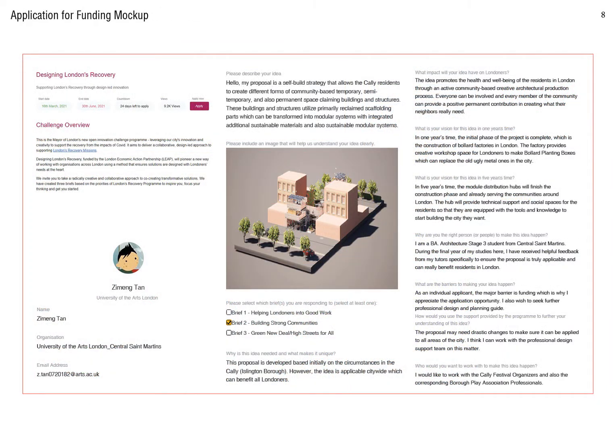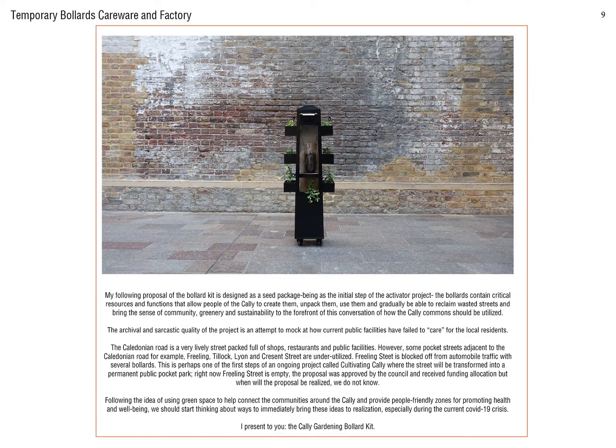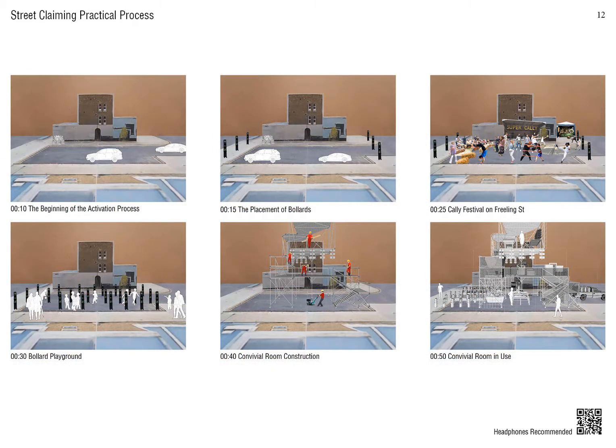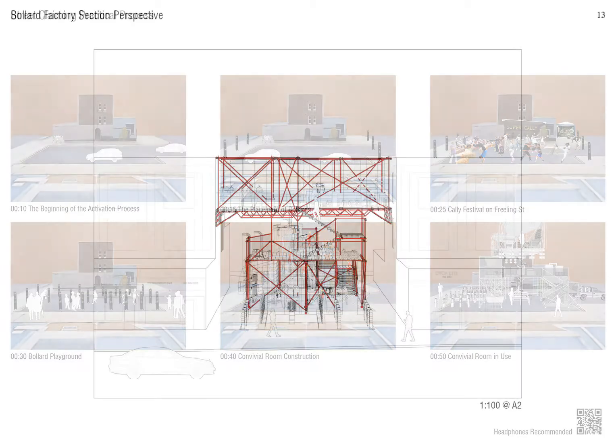This is a mock-up practice I did for the funding application. The first step of claiming a street is by using this bollard careware that I've designed. This bollard kit is designed as a seed package, being the initial step of the activator project. The bollards contain critical resources and functions that allow people of the Cali to create them, unpack them, use them, and gradually be able to reclaim wasted streets and bring the sense of community, greenery, and sustainability to the forefront of this conversation of how the Cali Commons should be utilized.